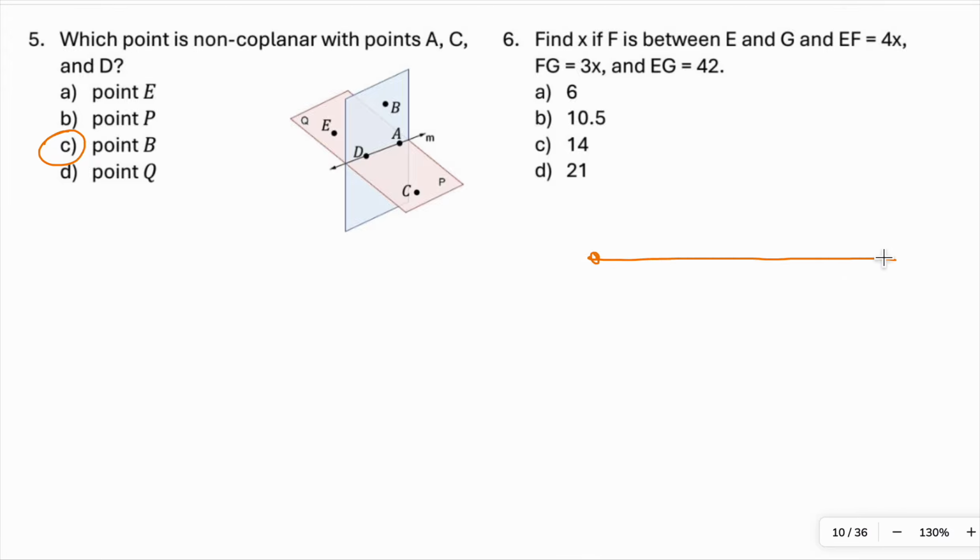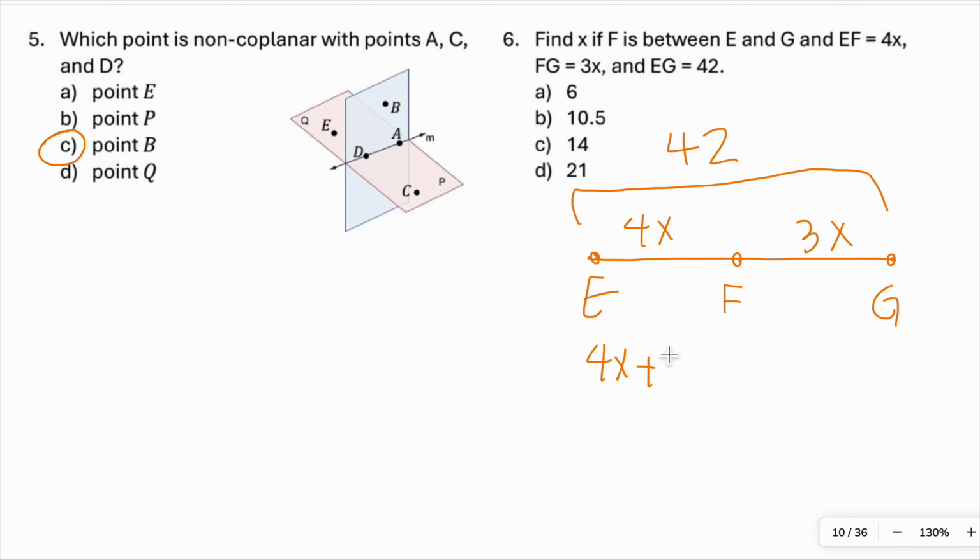So it'd be a good idea to maybe draw a picture since we don't have one. So F is between E and G. EF is 4x, FG is 3x, and the entire thing is 42. So we would be adding 4x plus 3x is equal to 42, or 7x is equal to 42, which just means x is equal to 6, letter A.